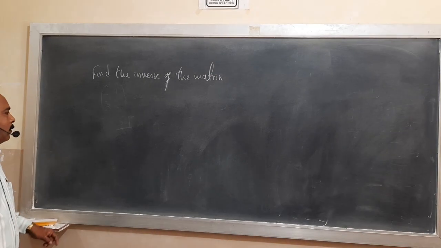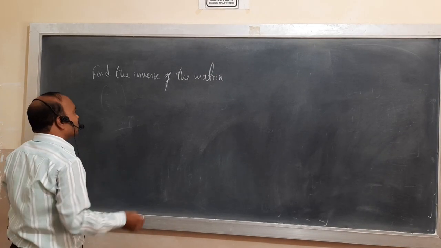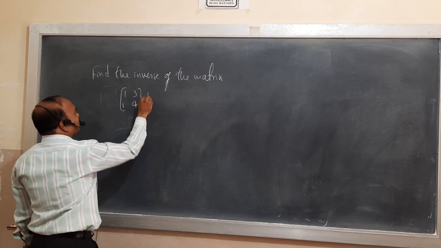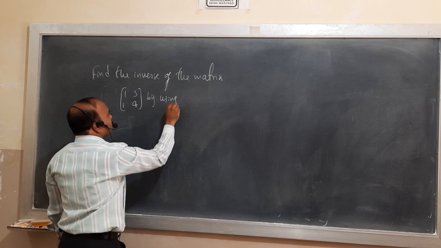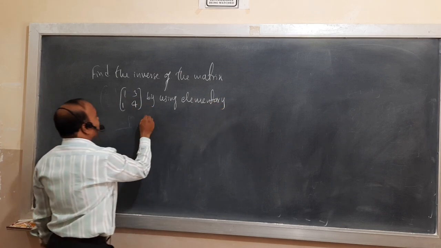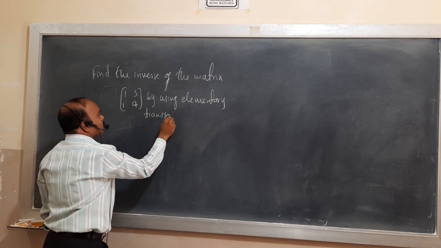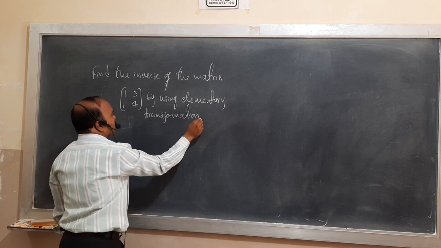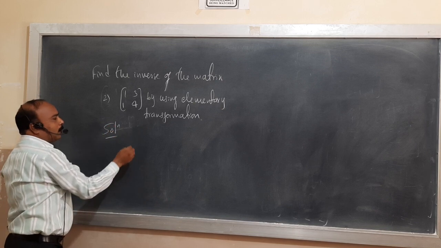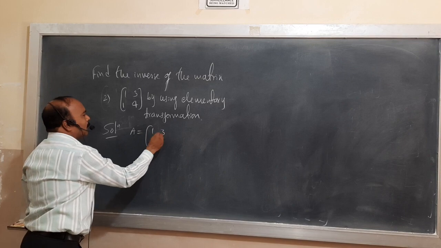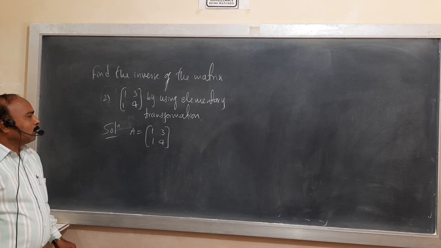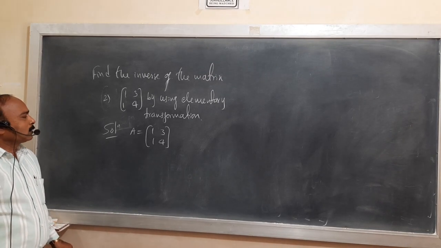Next we go for another example. Find the inverse of the matrix 1 3 1 4 by using elementary transformation. Now we go for the solution of this. First you take the given matrix as A, 1 3 1 4, it is given. Now we go for elementary row transformation to find the inverse of the matrix.